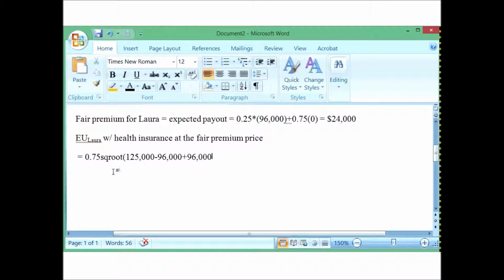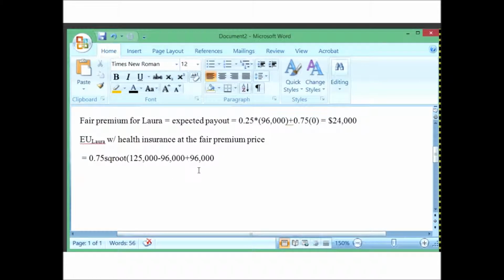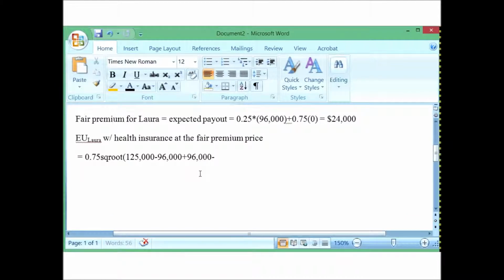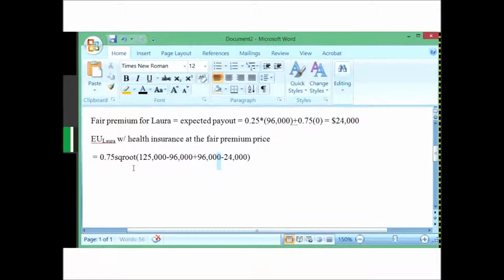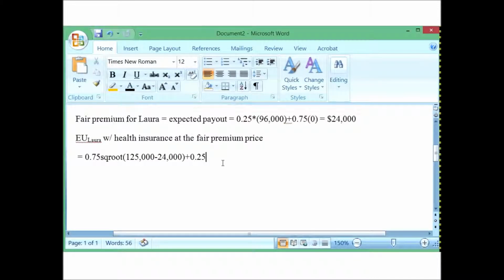Okay, so in the case that she gets sick, she'll make a loss of $96,000, but then the insurance company will reimburse her, and that's the key. But she's going to have to pay her premium of $24,000. So basically what I'm saying is that this never comes into play because the company will take care of Laura. But in the event that she does not get sick, she would still have to pay the insurance premium.